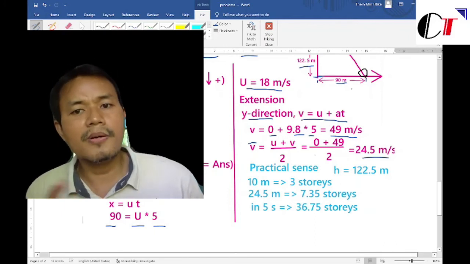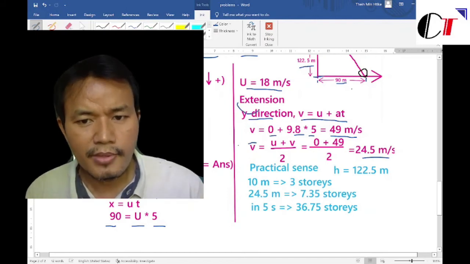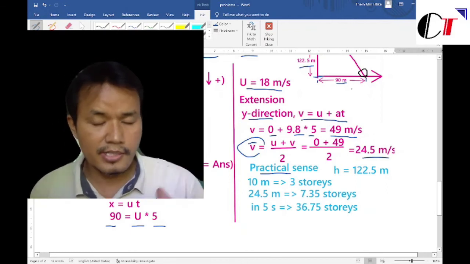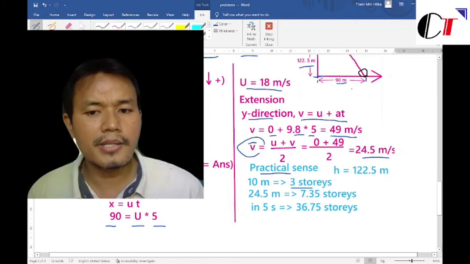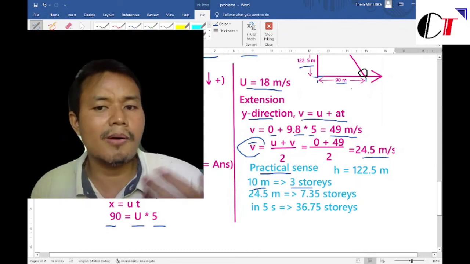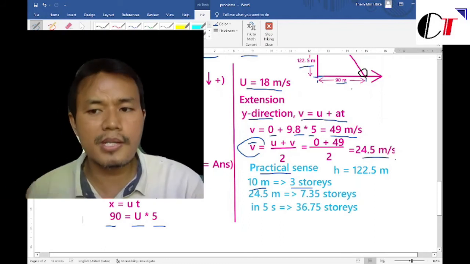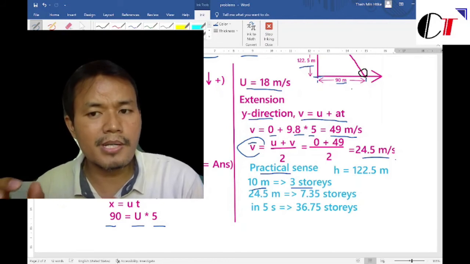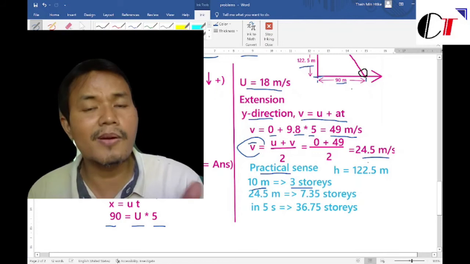Right, so now let's try to make sense of the average velocity here. In the vertical sense, as I had discussed in the previous video, if you have a 3-story building, normally the height is around 10 meters. So now this one we want to link to our average velocity. Your average velocity is 24.5 meters per second. So within 1 second, if your object is traveling at 24.5 meters per second, your particle will have traveled 24.5 meters.